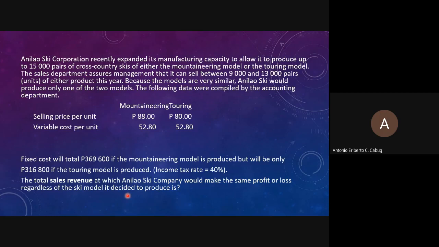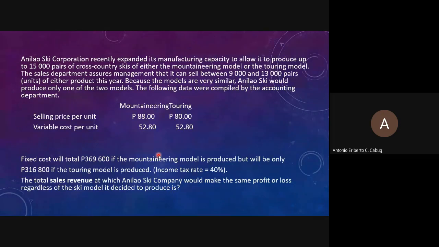Okay, please type your answers. We're going to press the enter button together. Okay. Enter your answers. Okay, no answers? Wala bang sagot?